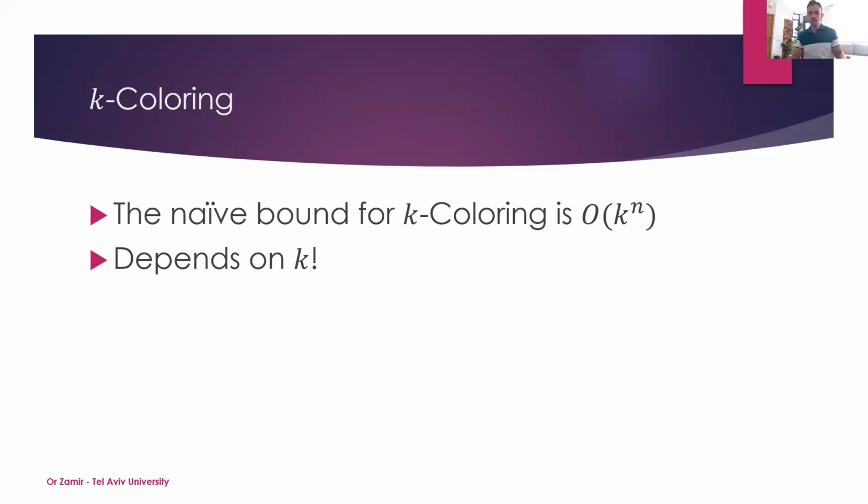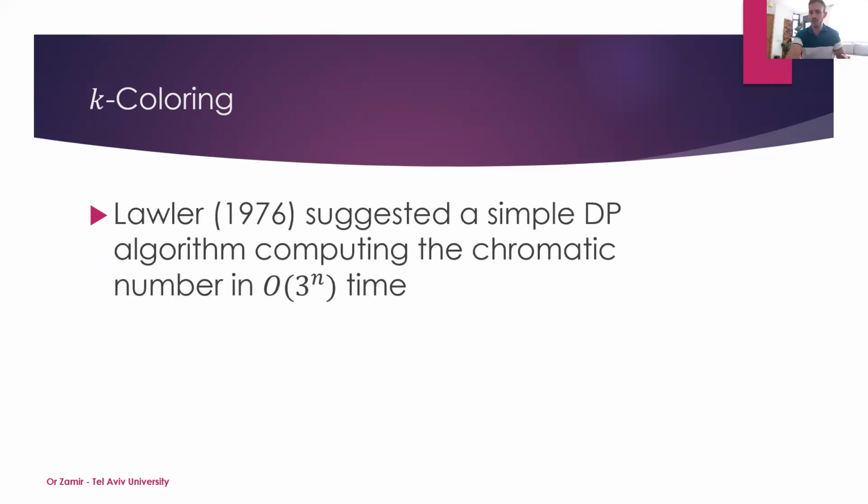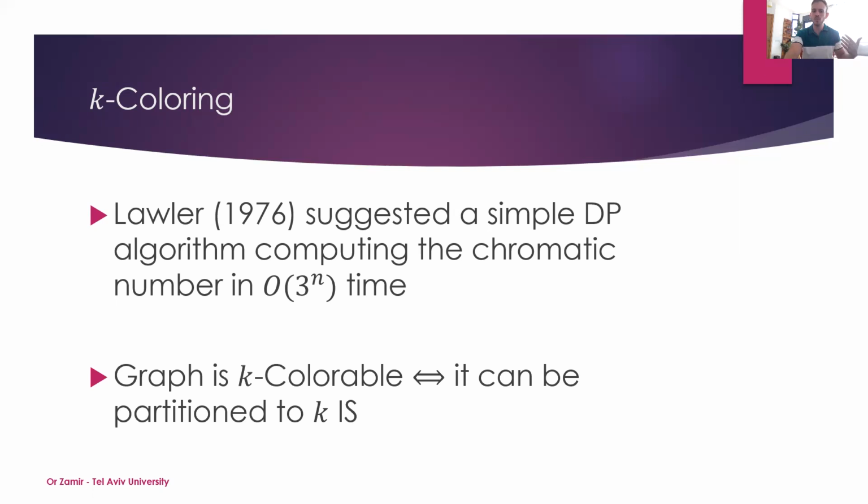So at first glance, it is not even clear that you can solve the general coloring problem in exponential time that does not depend on k. But this is not the case. In 76, Lawler was the first to suggest a very simple dynamic programming algorithm that computes the chromatic number of a graph in roughly 3 to the n time. Again, I might leave out some exponential factors. And this is in fact very simple. So how do you do that?